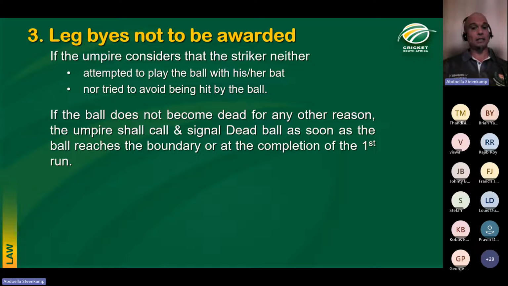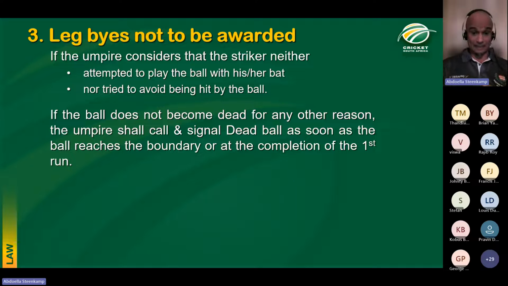Let's say we now know leg byes are not to be awarded if the batter didn't attempt to play the ball with his or her bat. So in the scenario where the batter pulled in his arms, didn't attempt to play at the ball with the bat, the ball then hits the front pad. From the front pad, it ricochets towards third man, and the batters now try to take a single. Now they started running. You'll hear the fielders shouting, umpire, umpire, they're not allowed to run, they're not allowed to run.